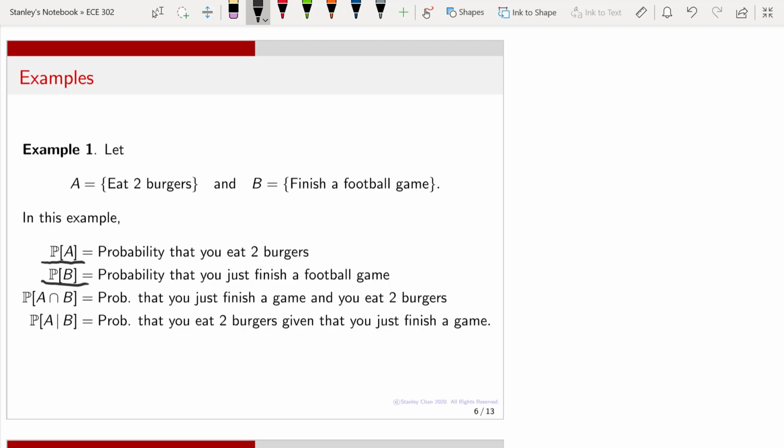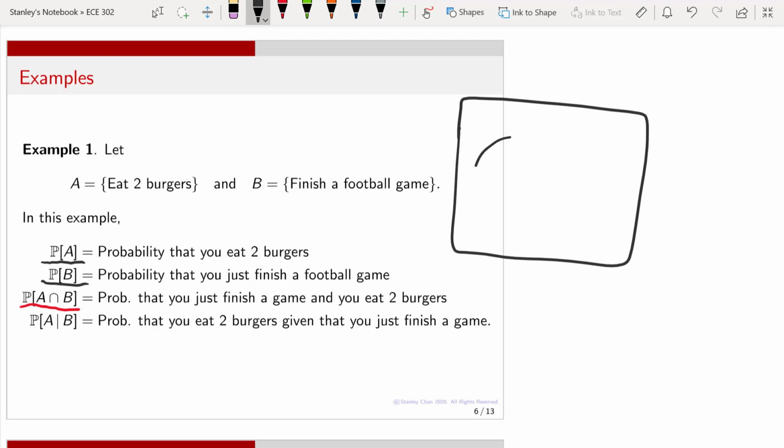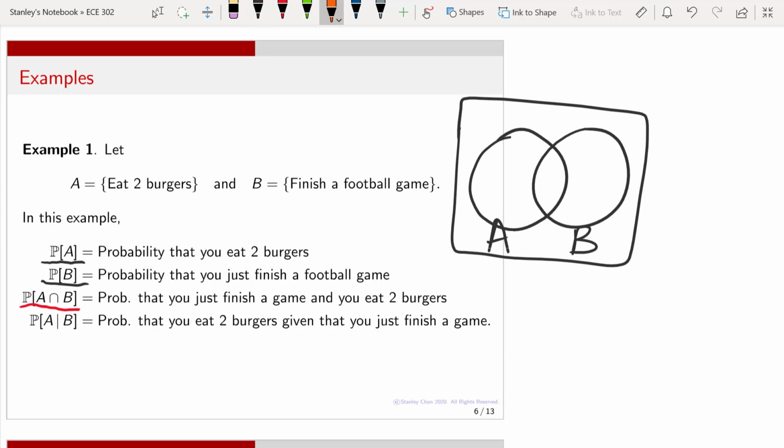Now let's look at the intersection of A and B. This is the probability that you finish a game and then you eat 2 burgers. You can visualize it this way. This is event A, this is event B. There will be certain situations where you have finished a game and then you will eat 2 burgers. That is the intersection of A and B.